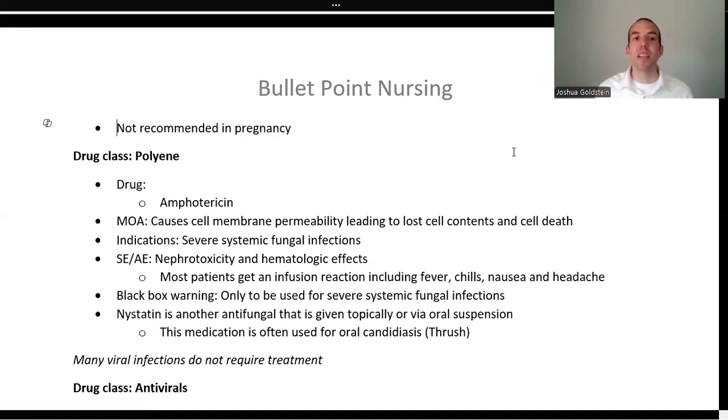There is another drug that's technically a polyene, and that is nystatin. Nystatin is a much more subtle antifungal medication. This we use on a regular basis.